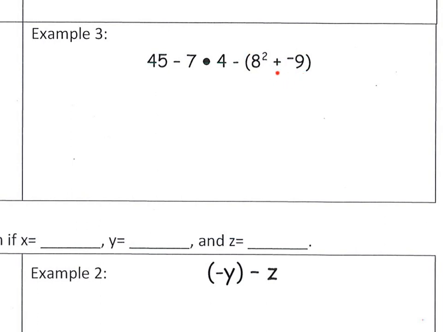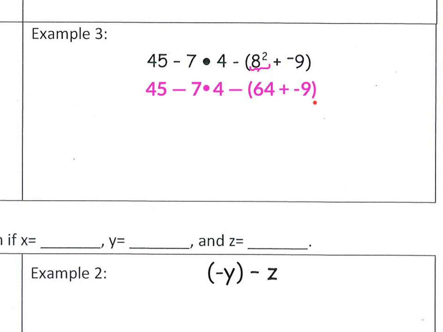So within these parentheses, I have to go through PEMDAS again. I don't see another set of parentheses, but I do see an exponent. So the first thing that I'm going to do is the 8 squared. 8 squared, remember, is the same as 8 times 8, which gives me 64. So I'm going to rewrite this. Now the 45 is going to come down -7 times 4 minus, and then in the parentheses, the only thing that's changed so far is 8 squared became that 64.